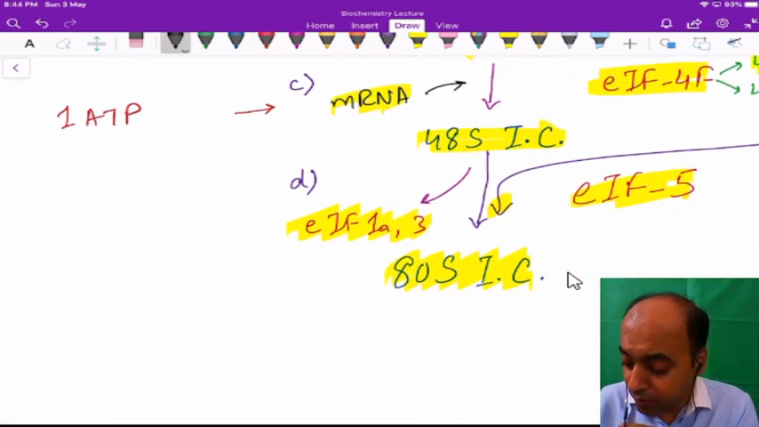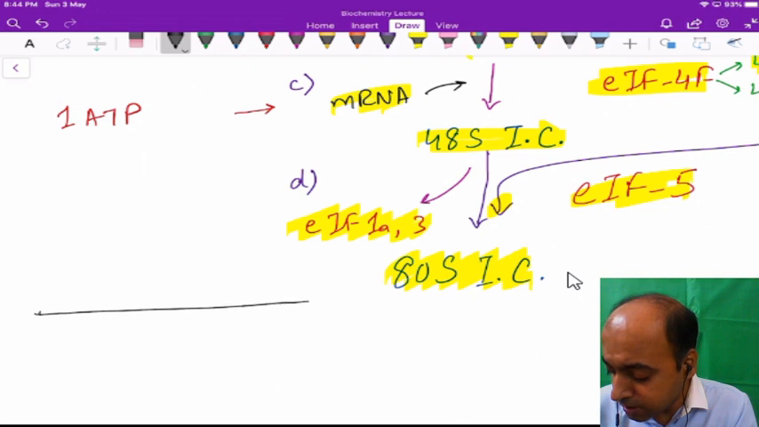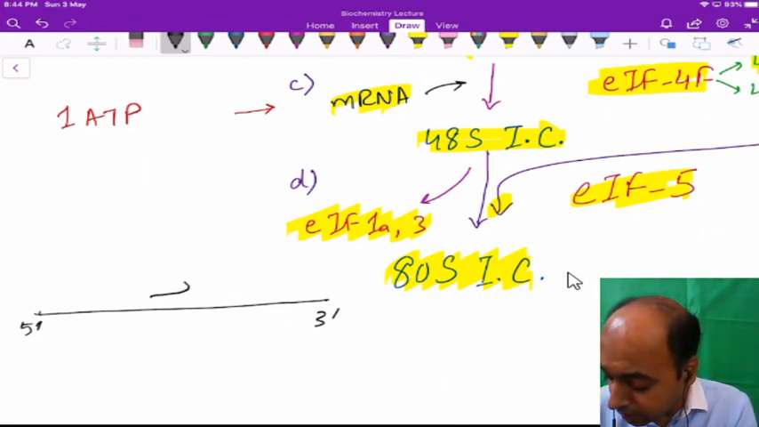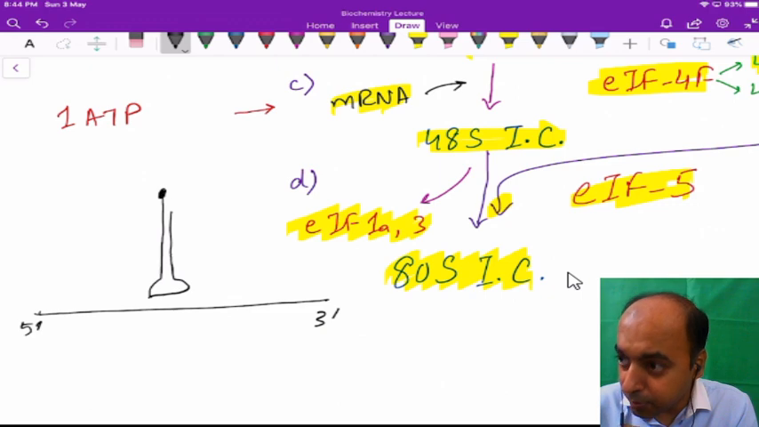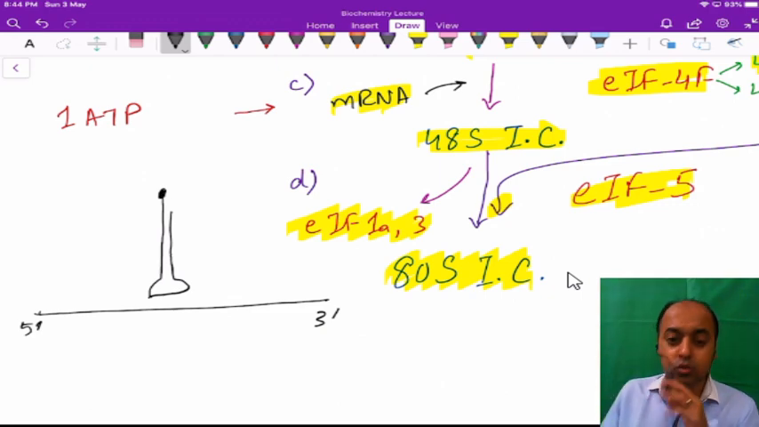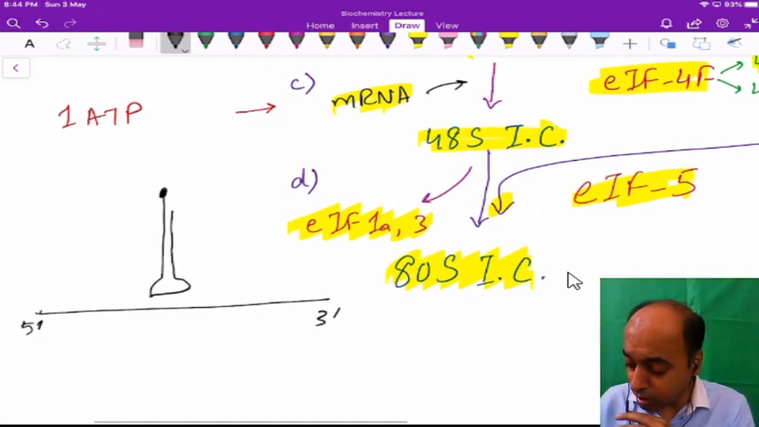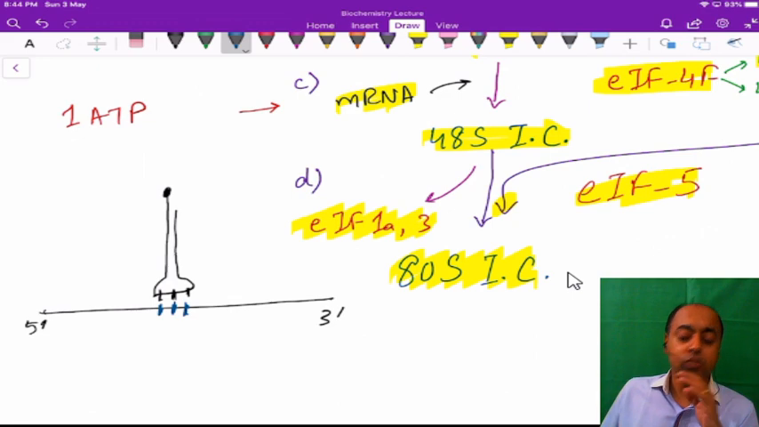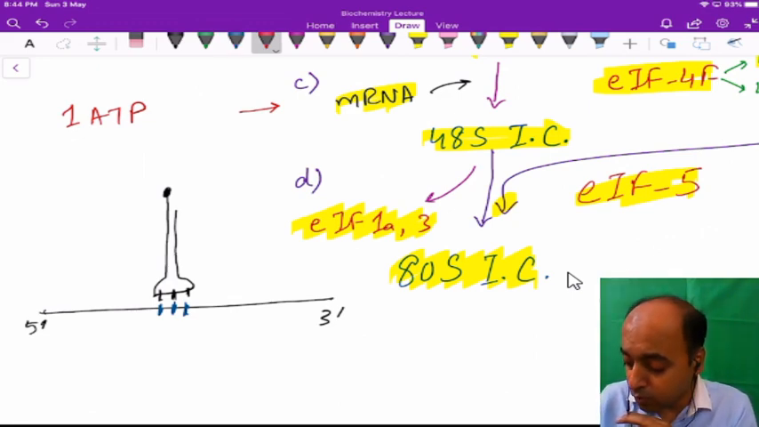Lastly, when we form the 80S initiation complex, this is the messenger RNA, and on the messenger RNA, the methionine tRNA has to scan. It will scan the messenger RNA. It has to identify the correct codon and then it has to attach to that codon. Alright, all this process requires 1 GTP.